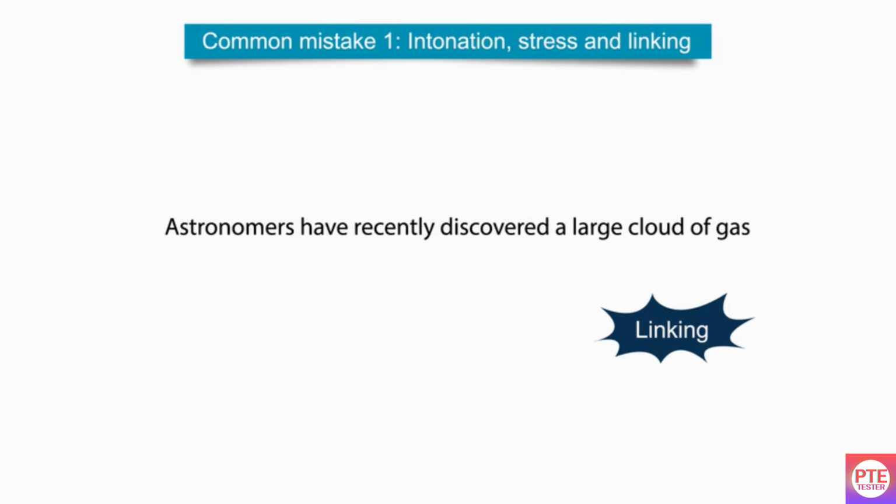Join words within a point or idea together. This helps listeners understand where one point starts and the next one ends. For example, astronomers have recently discovered a large cloud of gas in which many new stars. Linking means that some sounds will change slightly. Listen again. What happens to the sounds?